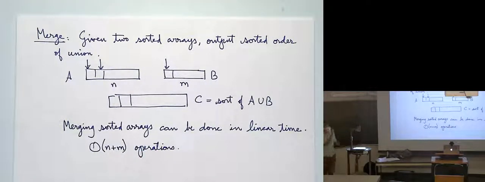Okay, so everybody remember this? This is how you merge sorted arrays. I haven't given you the code, but again, you can go and look this up. It's just basically you have two pointers that march through the arrays.